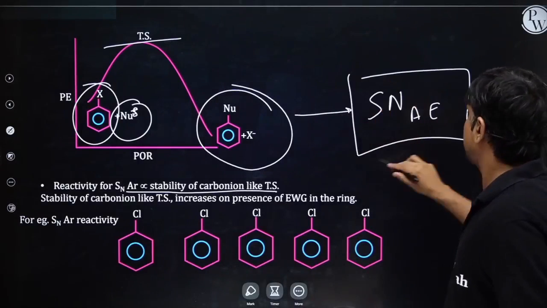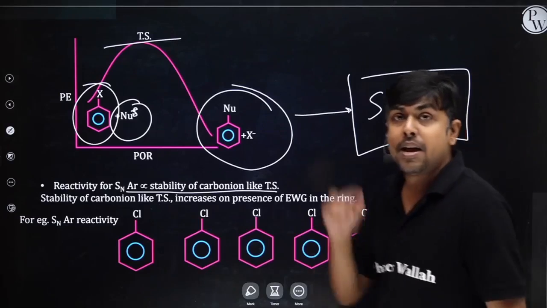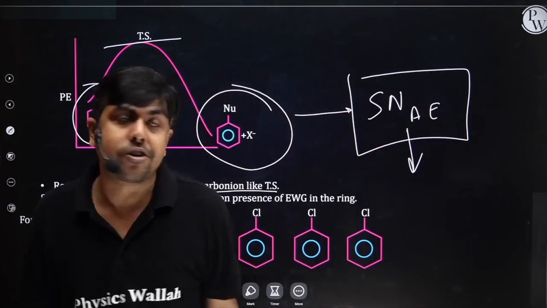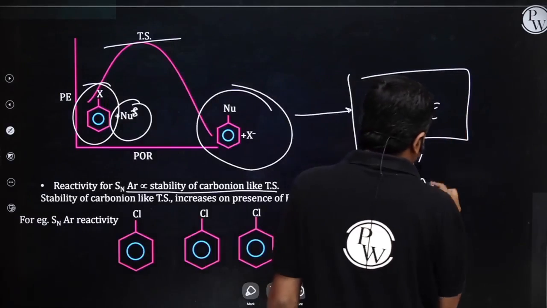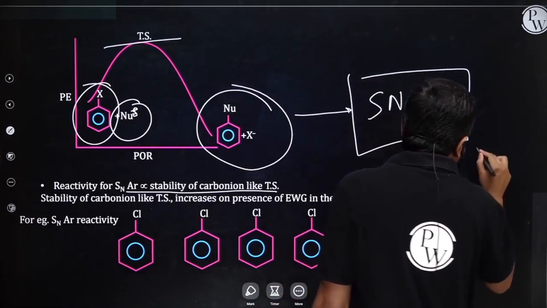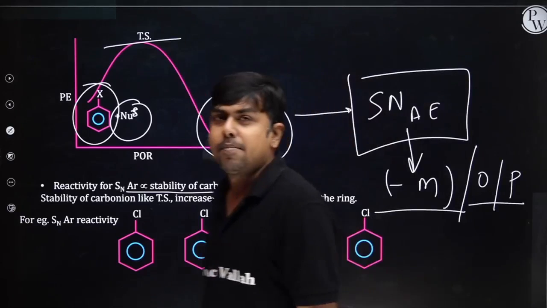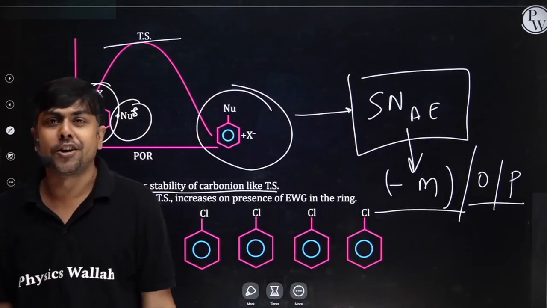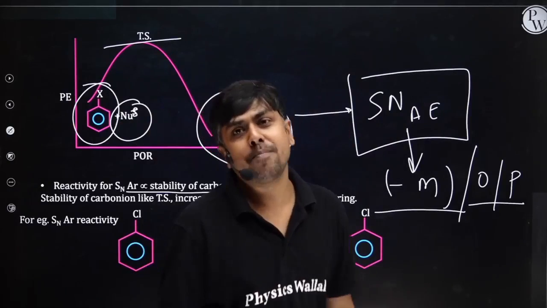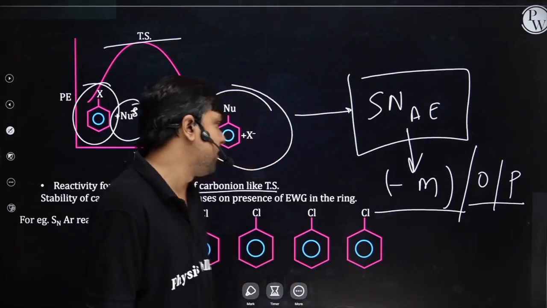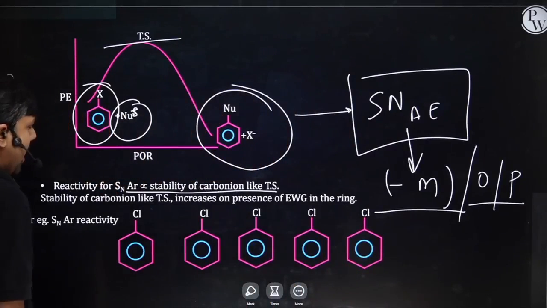If a reaction has to occur via the SN-AE pathway, the presence of an electron withdrawing group, that is a minus M group preferably, is mandatory at the ortho/para position. Am I clear? The more electron withdrawing groups attached at the ortho and para positions, the faster is the rate of reaction. Am I clear, student?